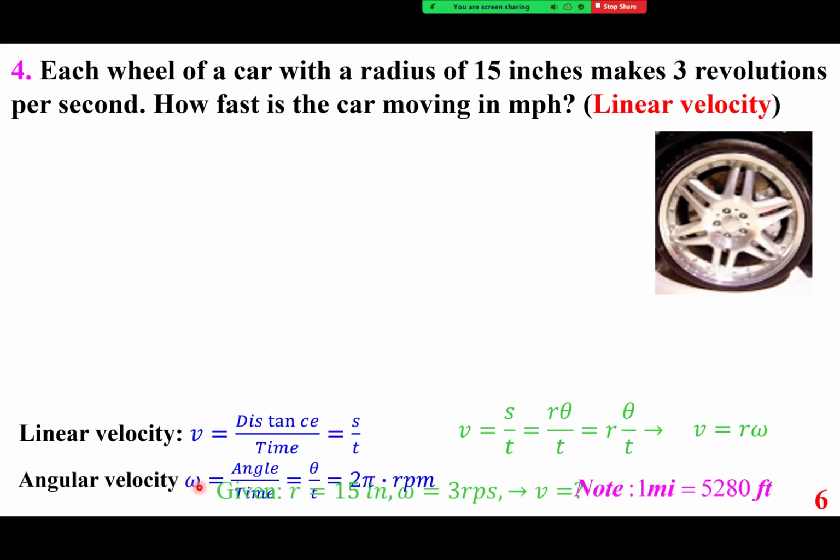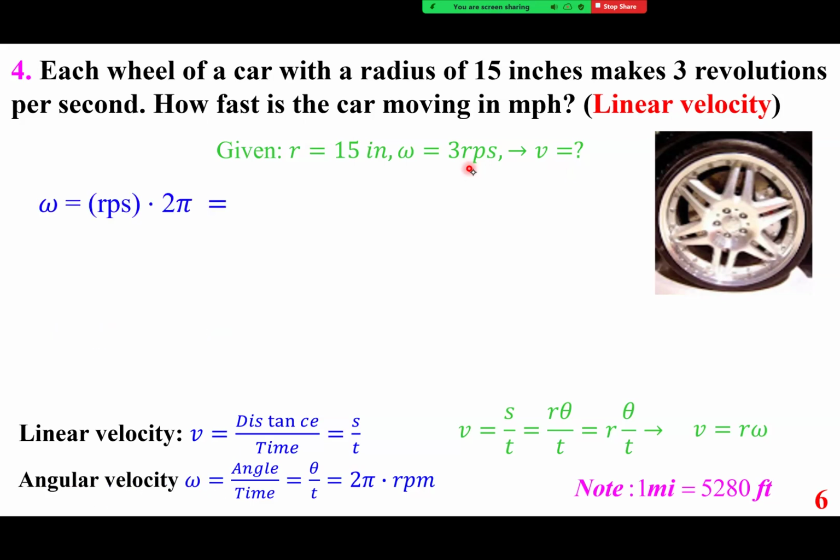So now the given r is 15 inches, omega is 3 rps, and v, the linear velocity, is missing. So the very first thing we do, we say 3 times rps. Revolution means 2 pi radians. So 3 times 2 pi makes it 6 pi radians per unit of time. Whatever the unit of time is, sticks around. In this case, it's seconds.